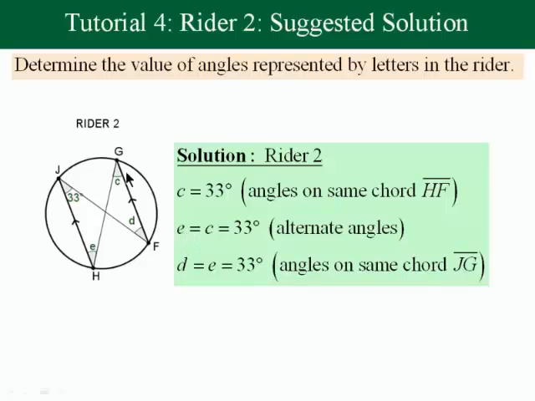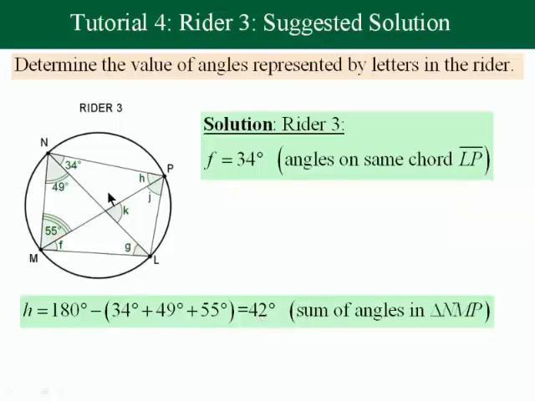Furthermore, angle C is alternately equal to angle E, and we know from the first result that angle C is equal to 33 degrees, because it was given to us that JH is parallel to GF. And then we can say that angle D must be equal to angle E, because they are angles on the same chord JG, and therefore must be equal to 33 degrees.